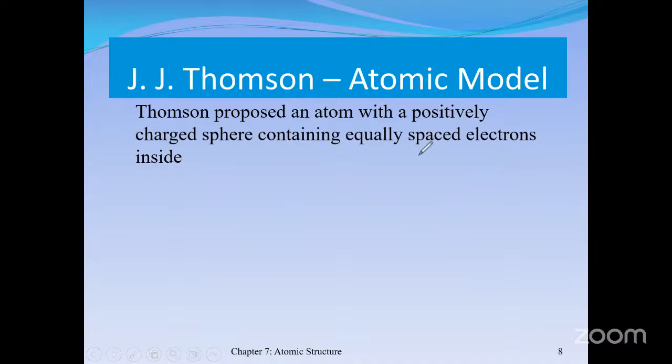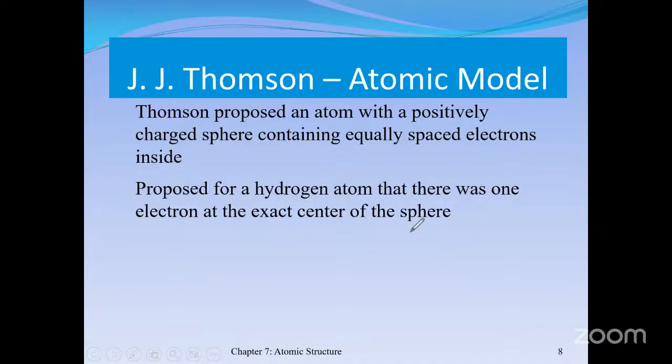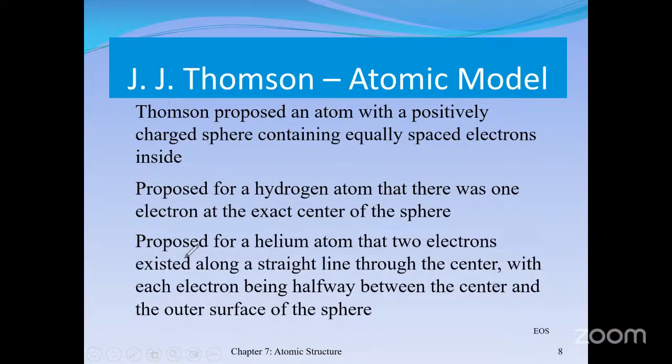By then it was known that we have particles known as electrons, and we know that there's another part of the atom that was positive. That's all that was known back then. So he came up with this idea based on that information. So, for example, his proposal for the hydrogen atom is that you have one electron, and that electron is right in the middle of the positive sphere. And in the case of helium, you have two electrons, and those two electrons would be on a straight line right through the center, and the electrons would be basically evenly distributed halfway between the center and the outer surface of that large positive sphere.